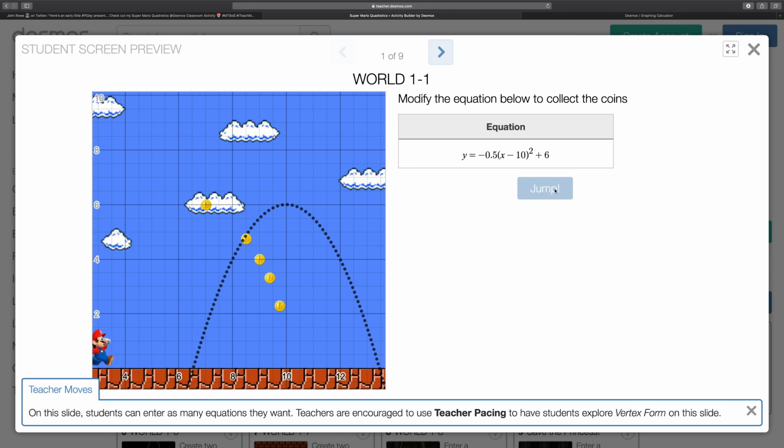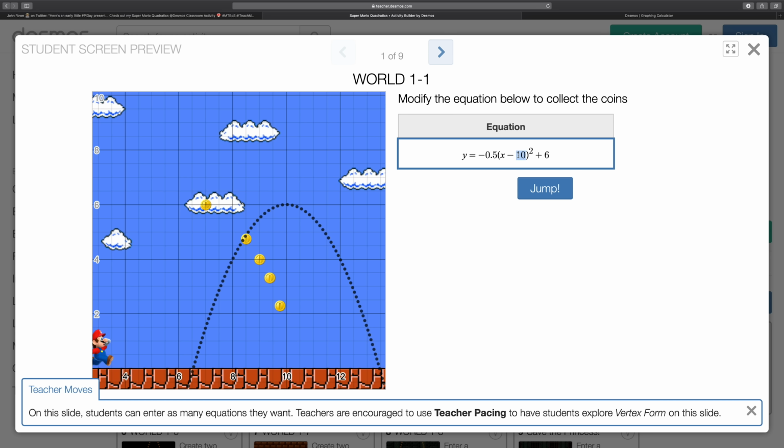Nailed it. No big surprise there. Ooh, trying to throw me a curveball by moving the coins to the left. I know how to move a parabola to the left. I need to add 2x before it's squared. So instead of subtracting by 10, let's only subtract by 5. Actually, it looks like 7.